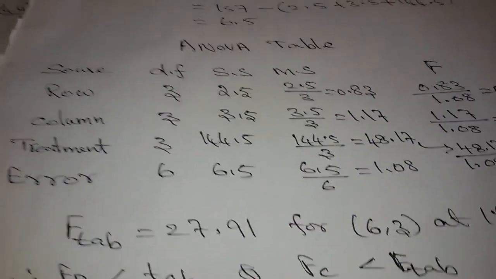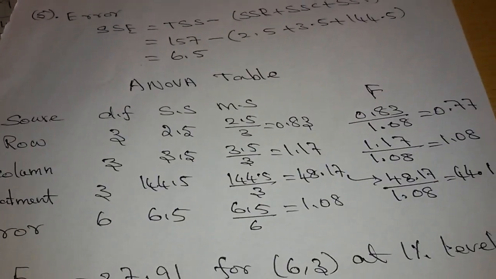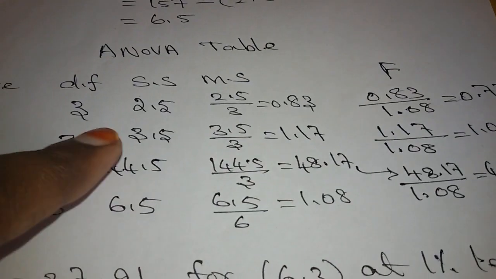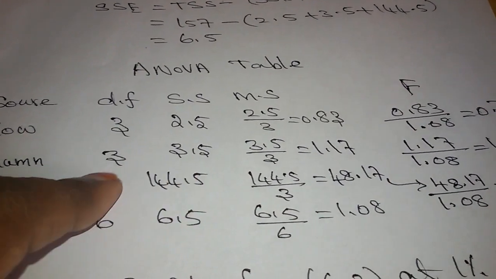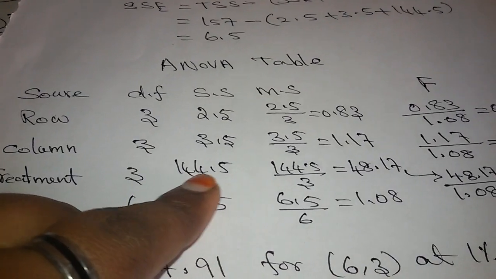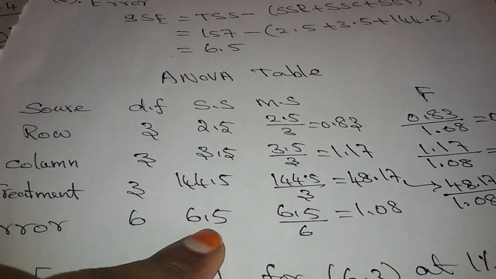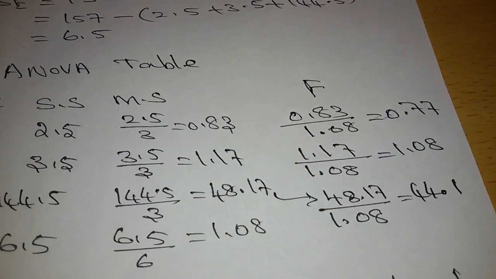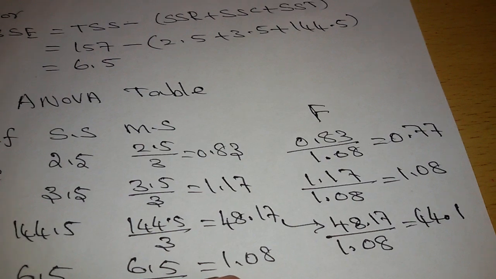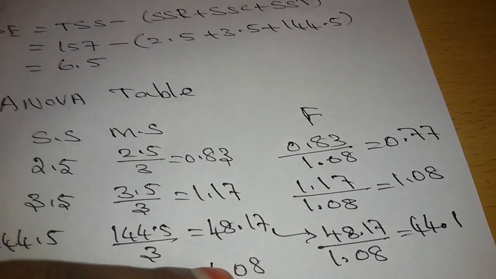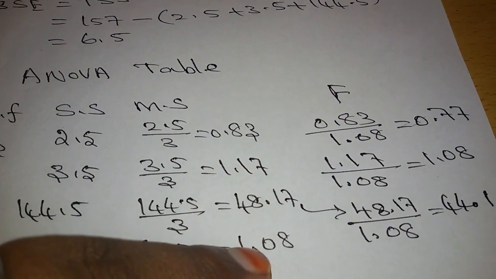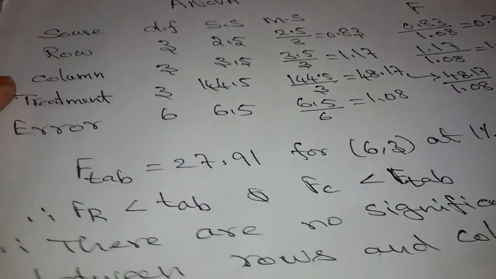Then you put all the values in the ANOVA table. Finally you find the mean square values: 2.5 divided by 3 for rows, 3.5 divided by 3 for columns, 144.5 divided by 3 between treatments, and for error 6.5 divided by 6. Using these you find the ratios: 0.83 divided by this value, 1.17 divided by this one, 48.17 divided by 1.08. Now you have to compare with the calculated value.